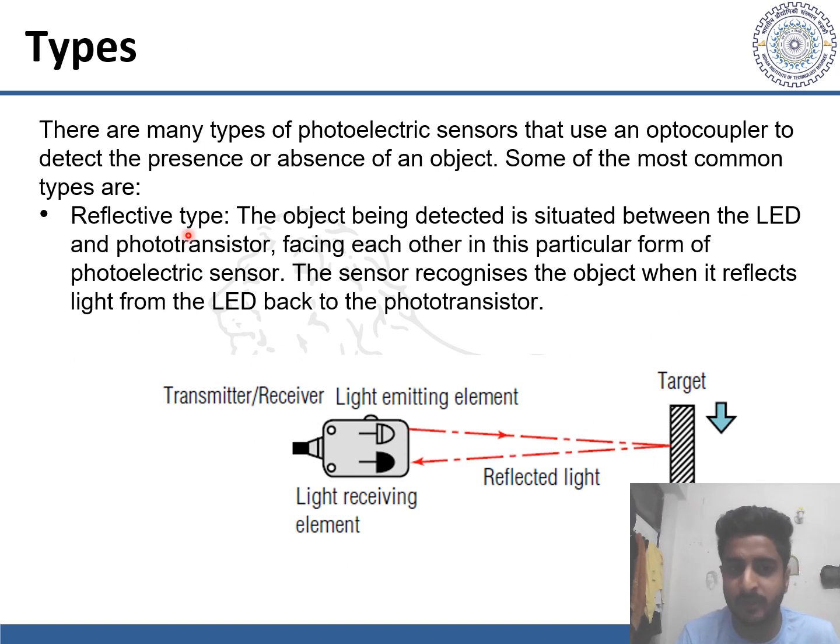Okay, so now I will talk about the different types of photoelectric sensors that basically use an optocoupler to detect the presence or absence of an object. There are many types, but I will talk about only some of the most common types. So first is the reflective type.